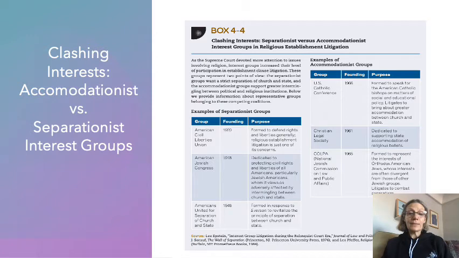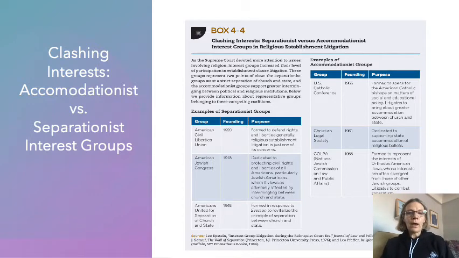The separationist and accommodationist conflict that was present at the founding of our nation, or the framing of the Constitution and the Bill of Rights, those camps are alive and well today. And they play a large role in the interest groups that align and try to pressure the court when Establishment Clause cases come into play. And Establishment Clause cases, as we know, we read an Establishment Clause case from 2017 in the textbook.